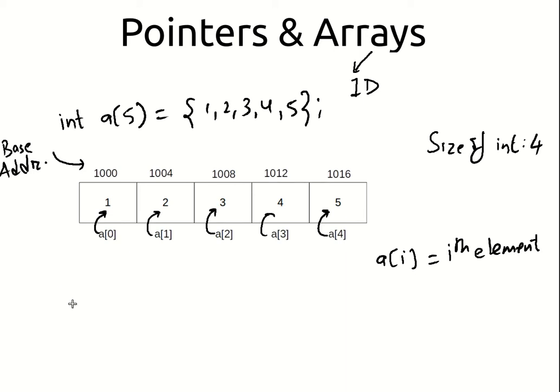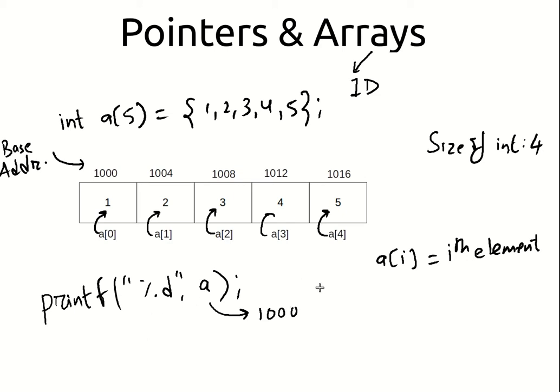Now let me throw a very important question to you all. If I print A, what happens? If you do this, A will actually print the base address of the array. So A prints 1000. Now if A prints 1000, A must be a pointer. Actually, A is a pointer. Therefore, A prints 1000.